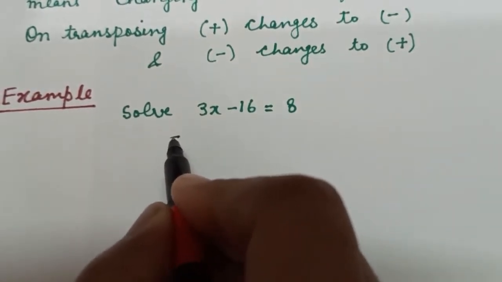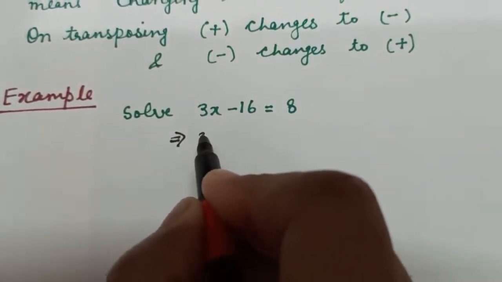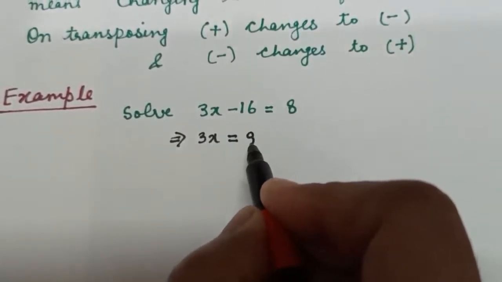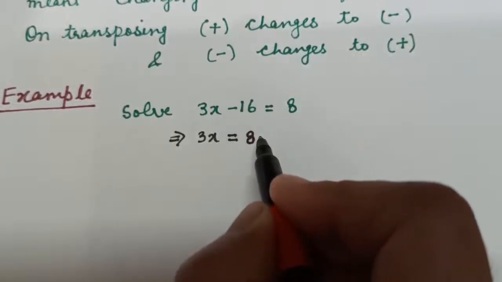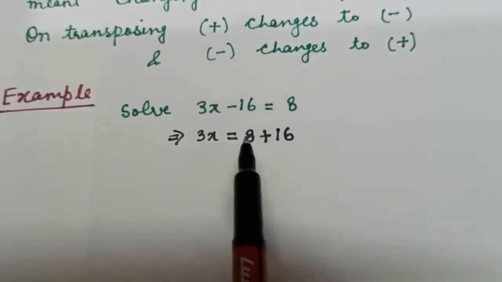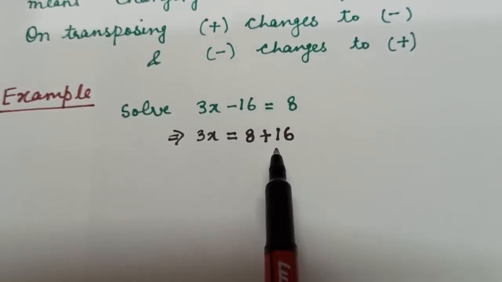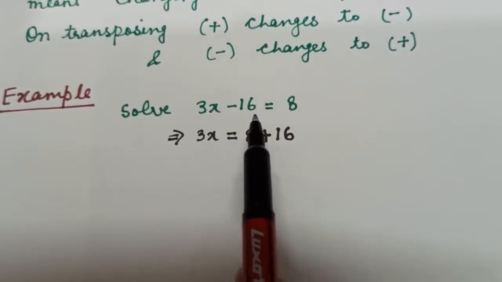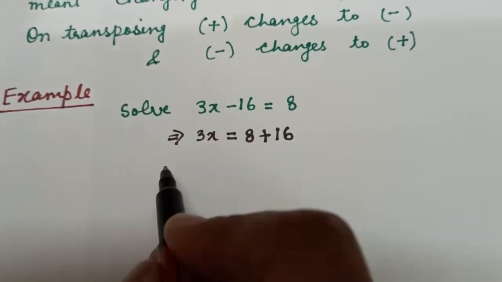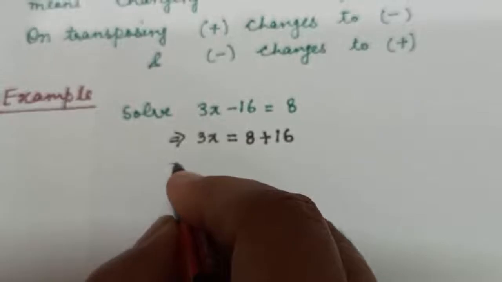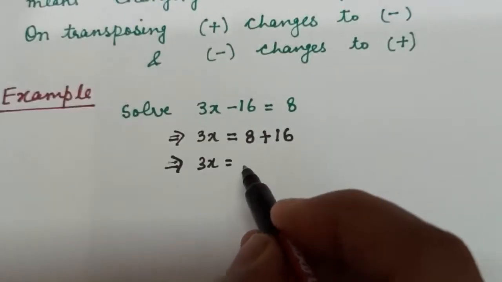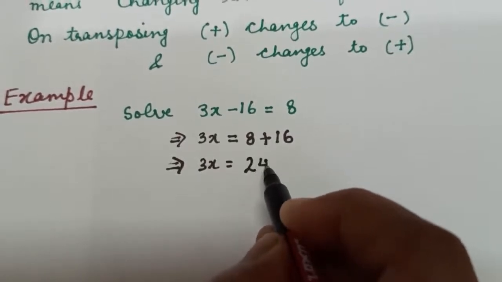So we will write here implies 3x is equal to, already 8 is here in this side and this 16 will shift here as plus 16. We shifted the number towards right hand side and minus sign changed to plus. Alright, now we will solve this. 3x is equal to 8 plus 16 is 24.